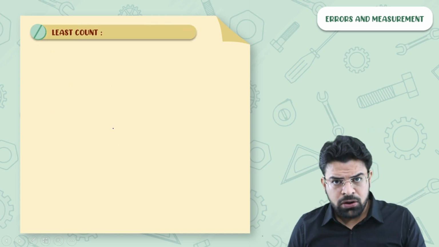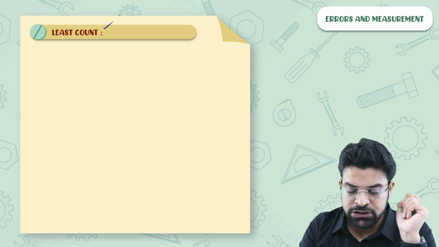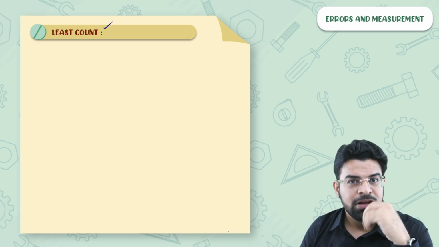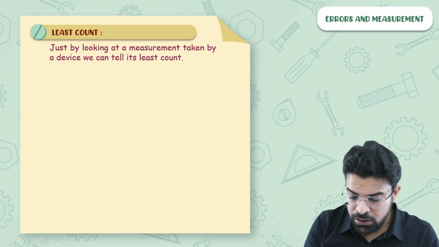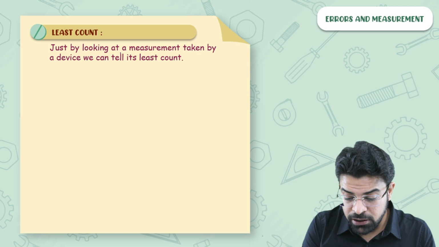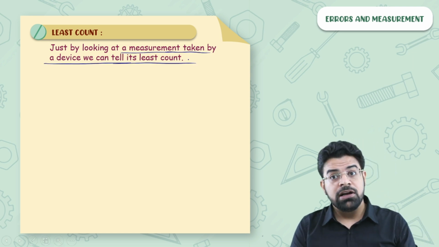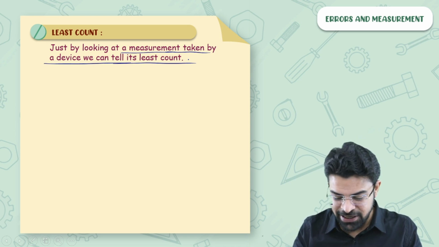So let's talk about a term that will be used very widely later, that's called least count. The minimum that the device can measure is called the least count of the device. So just by looking at the measurement taken by a device, we can tell its least count. Seriously, sir? Yes. Let's see an example.